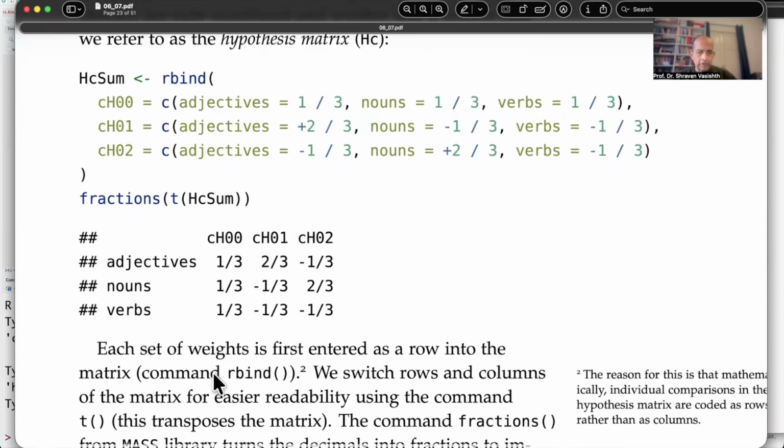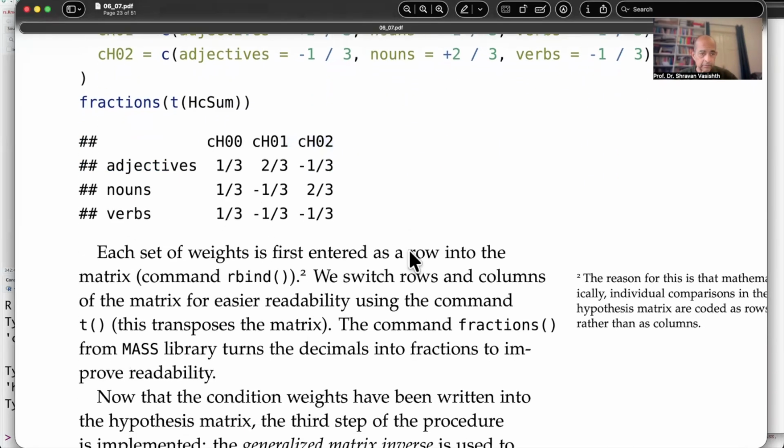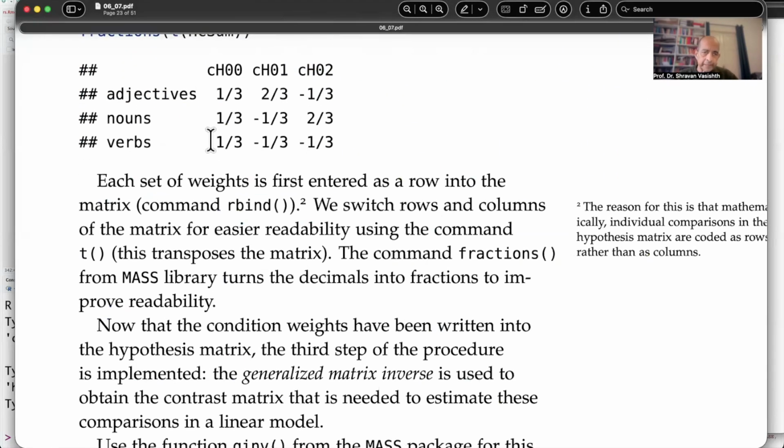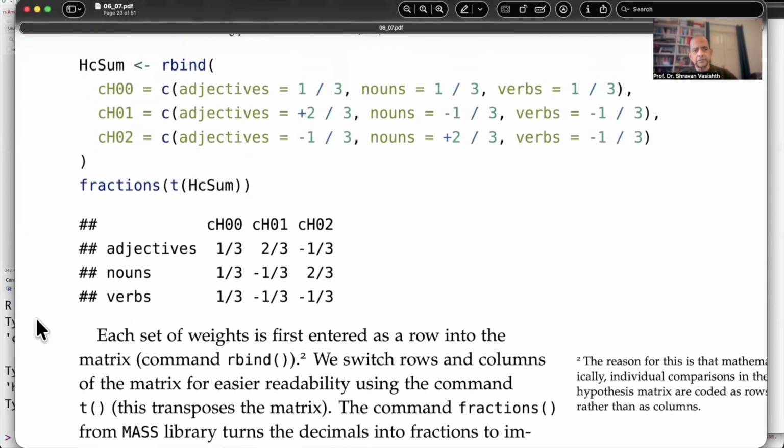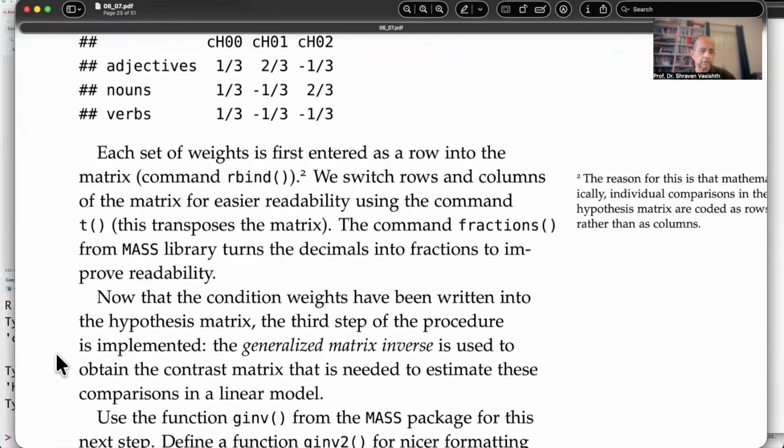Okay, so our three hypotheses now. This one is the hypothesis that will go into the intercept, and these are the two hypotheses that we actually care about, so the slopes in the linear model. So these are the weights that we got from our comparisons that we set up. And we've just rearranged them by transposing the matrix using the t function, so it's easier to see the three hypotheses relative to the three levels of the factor.